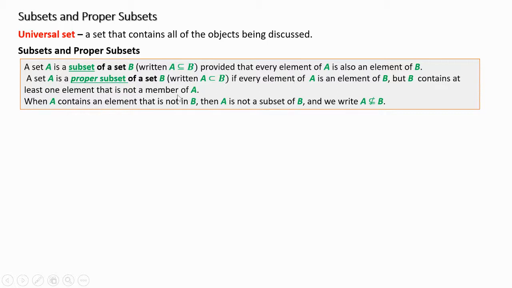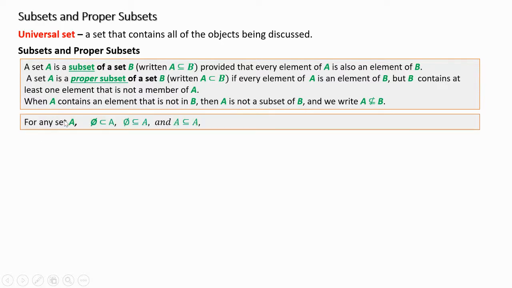When set A contains an element that is not in set B, then A is not a subset of B, and we write it with this notation. Now, for any set A, the empty set is always a proper subset of any set. And the empty set is also a subset of any set. And a set is a subset of itself. That's important because we're going to do some examples pertaining to this definition.